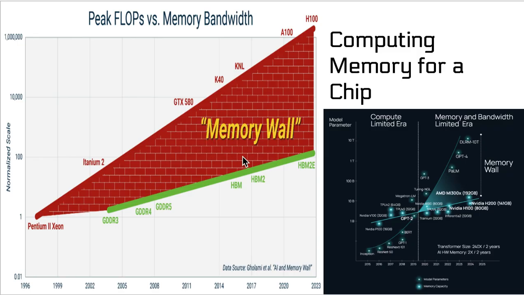Shows memory wall on this graph here, and here's another image here, showing different devices, different companies like GPT-4 and GPT-2 and AMD, like MI300X, and this is the memory wall here. So that's just a suggestion for what I'm going to be talking about in this video.